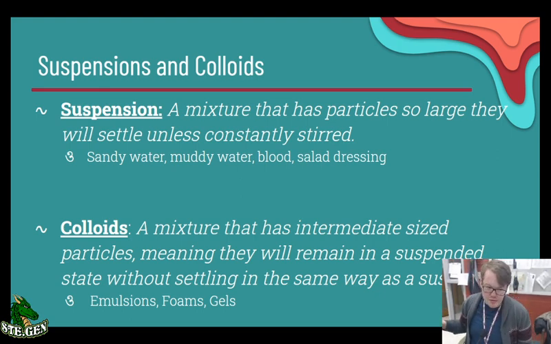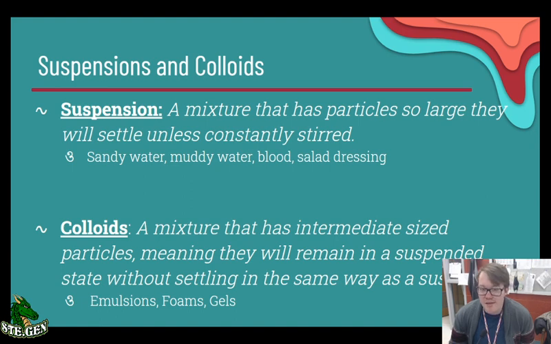Now, colloids, they're just dumb. We're barely going to use them. Colloids are mixtures that have intermediate-sized particles, meaning they remain in a suspended state without settling in the same way as a suspension. Emulsions, foams, and gels are the three things that you'll hear for talking about colloids. But there's a couple of other ones, like fog is a colloid. It's water particles in air.